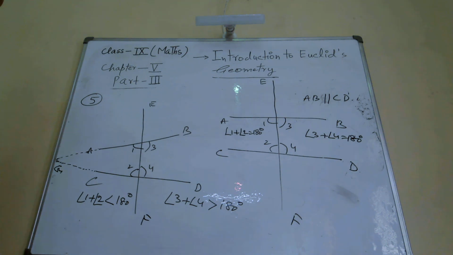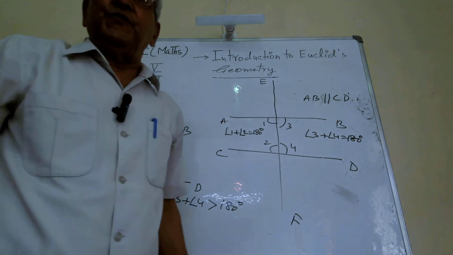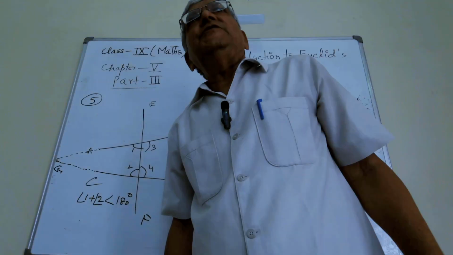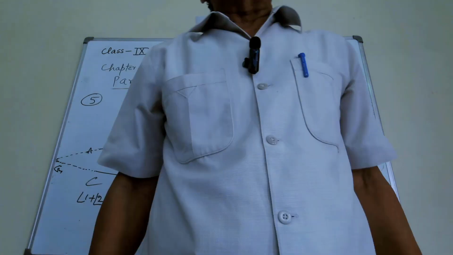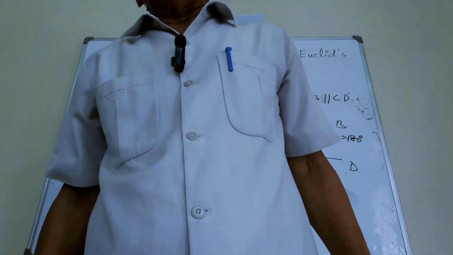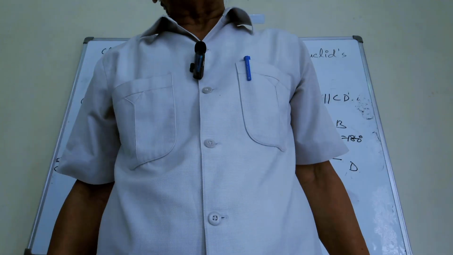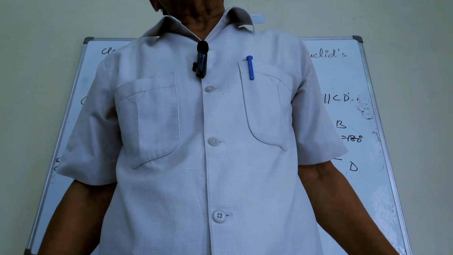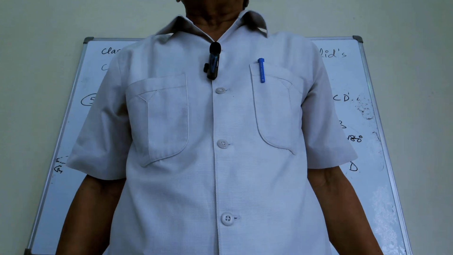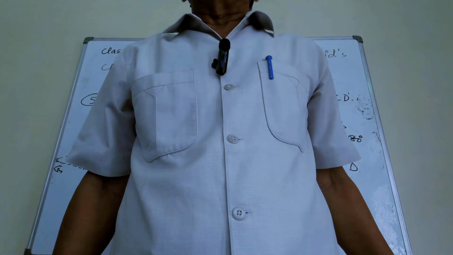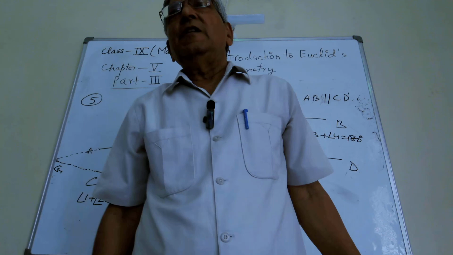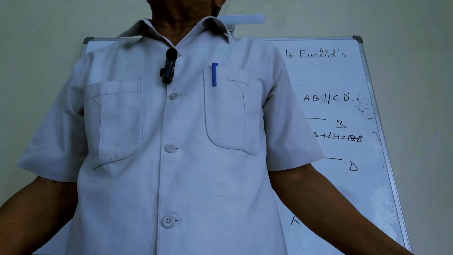So, my dear students, I have defined all the five postulates with the help of examples. I think the concept is clear to you, and if you revise all three parts of this chapter, you will get a good knowledge of Euclid's geometry, and all the postulates and axioms of Euclid will be clear to you.